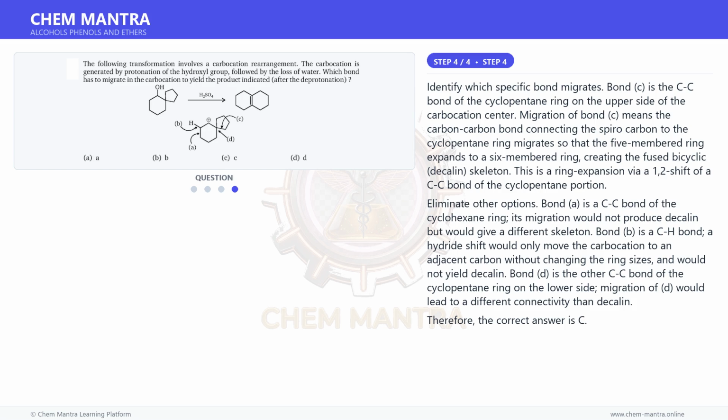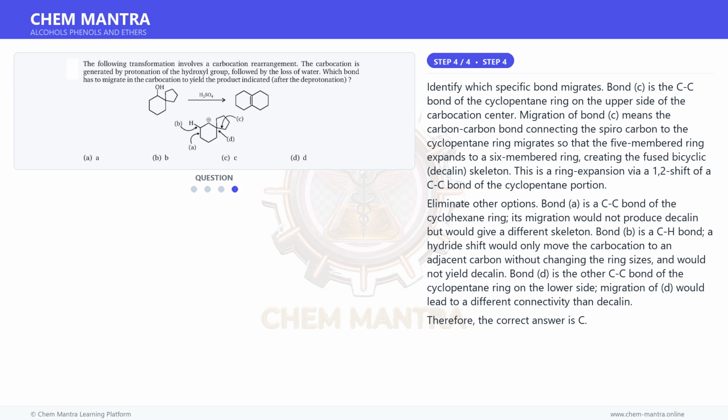Bond C is the C to C bond of the cyclopentane ring on the upper side of the carbocation center. Migration of bond C means the carbon-carbon bond connecting the spirocarbon to the cyclopentane ring migrates so that the 5-membered ring expands to a 6-membered ring, creating the fused bicyclic, decalin, skeleton. This is a ring expansion via a 1,2 shift of a C to C bond of the cyclopentane portion.